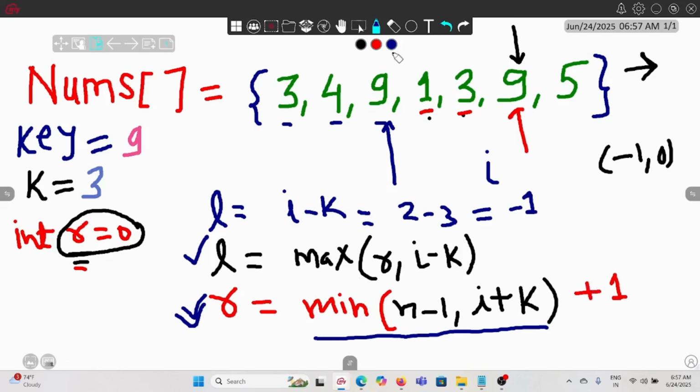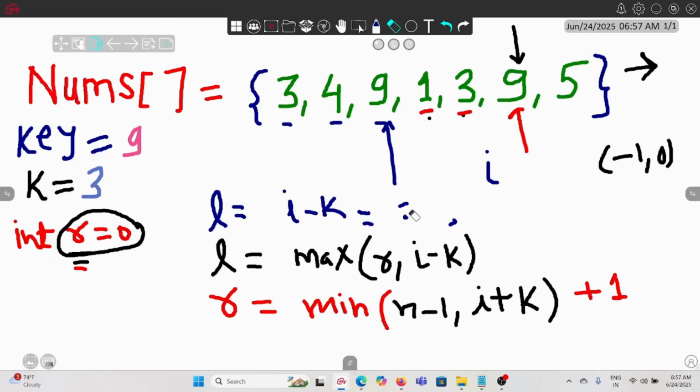Now once we have got L and R, we have to add those ranges, whichever indexes are coming in this range, into the list. So what we have to do here is, we can do the dry run for this code on this example itself. So let's do that. Suppose this is our answer list, let's say I am calling it ANS. In this list we will keep on adding the things.